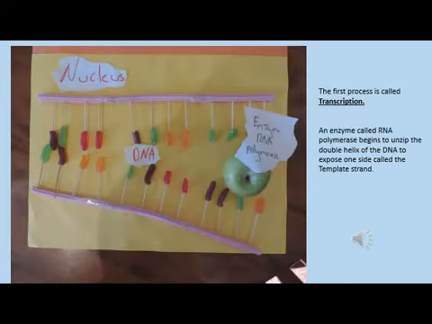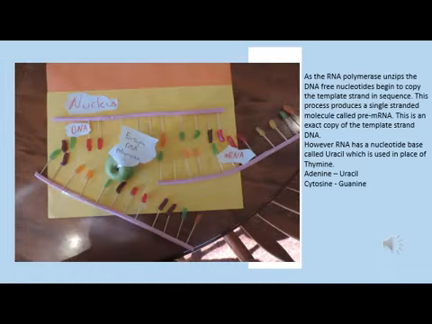Protein synthesis is made up of different processes. The first process is called transcription. In transcription, an enzyme called RNA polymerase begins to unzip the double helix of the DNA to expose one side called the template strand. The RNA polymerase, which in this case is an apple, unzips the DNA.